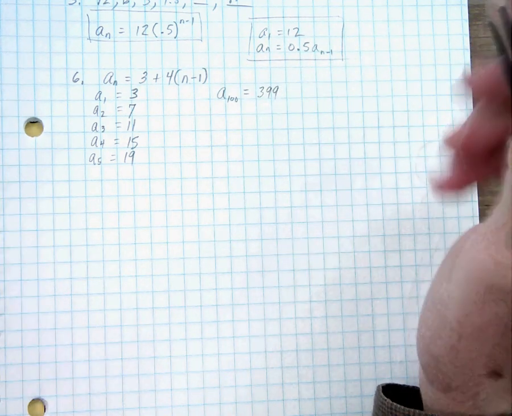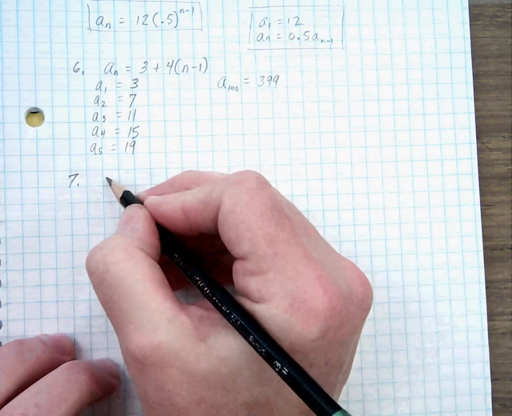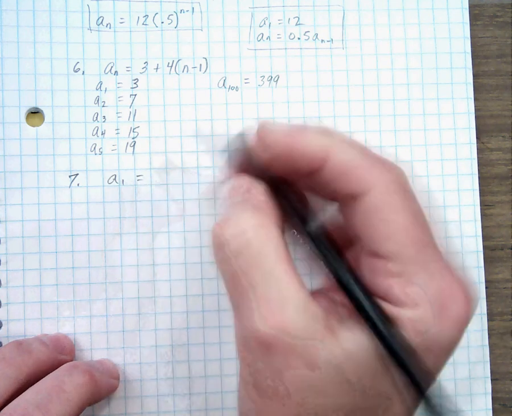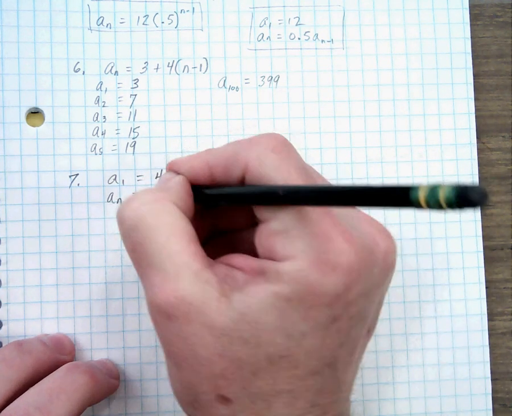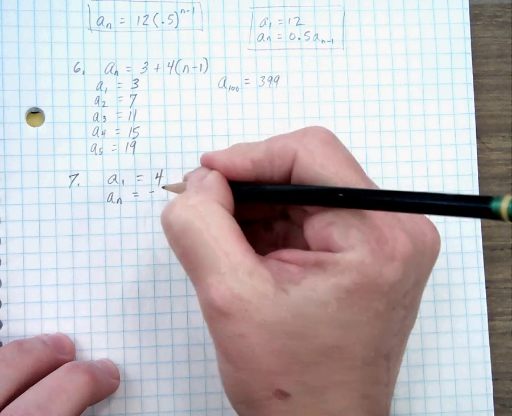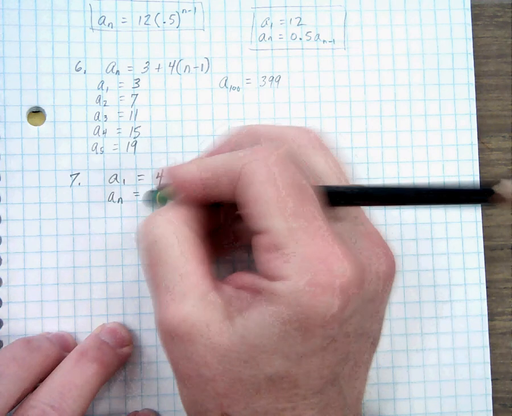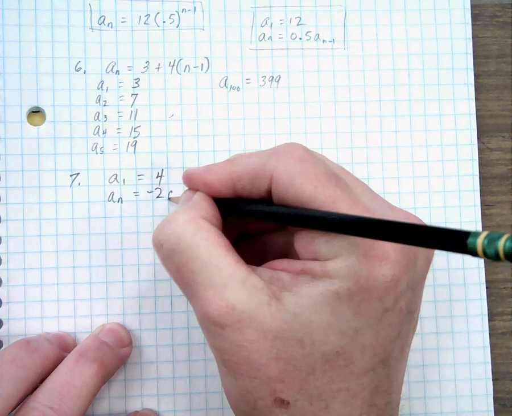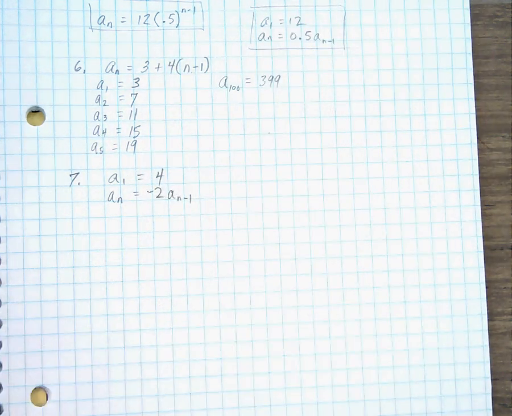All right, let me give you another one. Find the first 5 terms. This time I'm going to give you a recursive rule. So A1 is 4, A sub n is negative 2 times A sub n minus 1. All right, so that's the rule. Go ahead and find the first 5 terms.